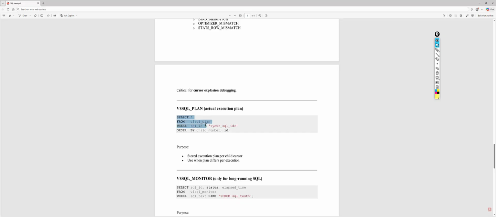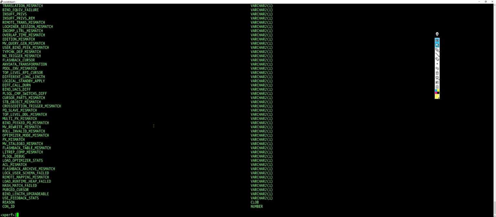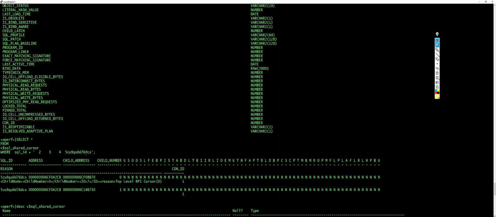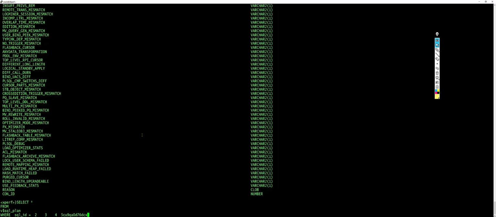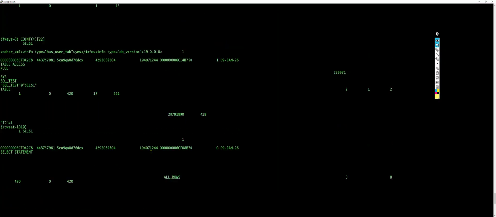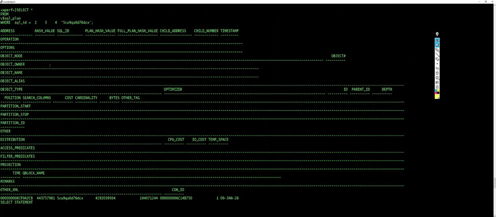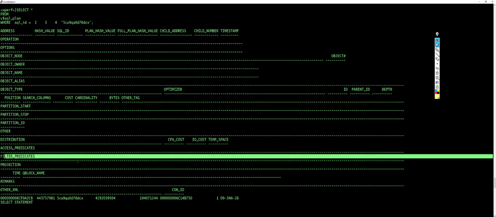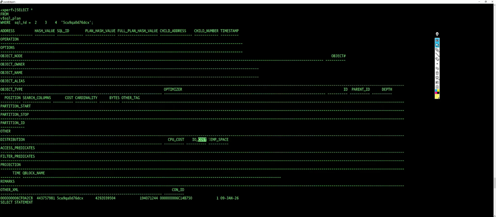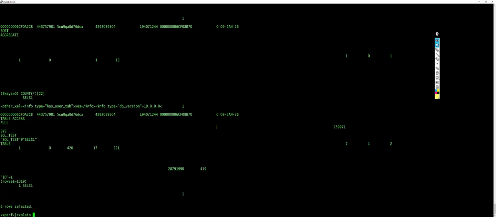V$SQL_PLAN. Okay, so this is also an important view which is specifically useful in getting the details about the execution plan for a SQL. So this view contains all the information related to the execution plan. If you see access predicate, filter predicate, projection, CPU cost, IO cost, temp space. So this is similar to explain plan. So let me just show you the plan details.